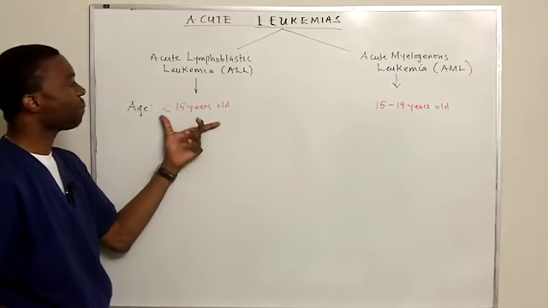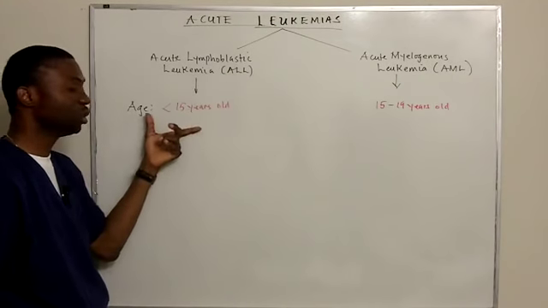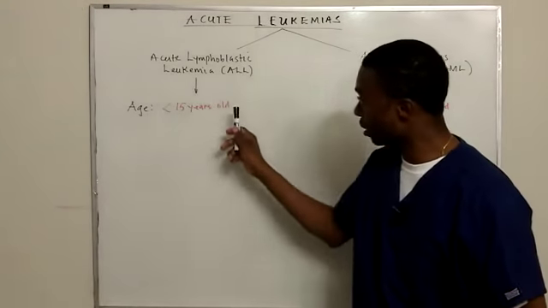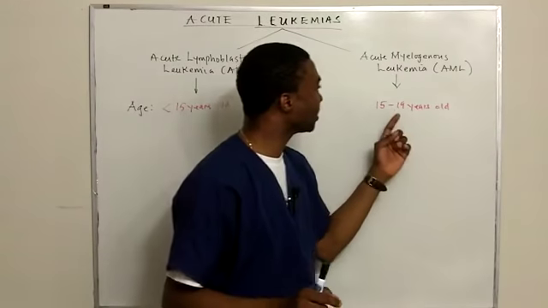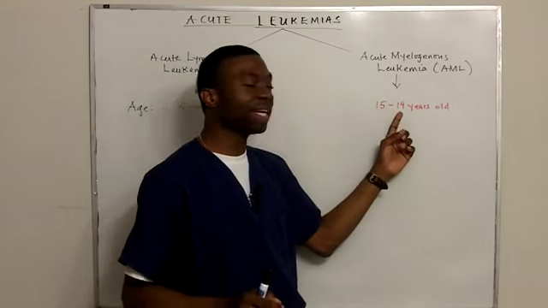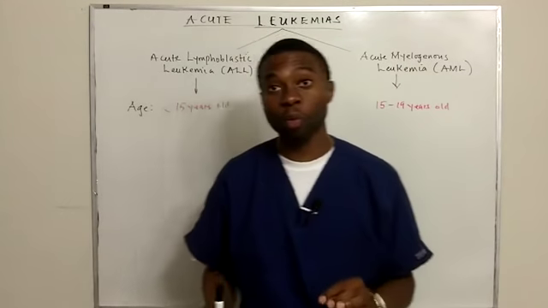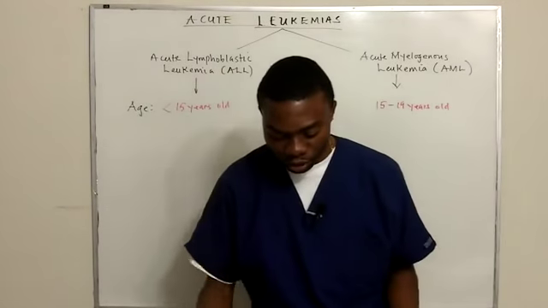What age are patients most likely to develop ALL? They're usually less than 15 years old. So that's what you want to remember. Less than 15 is ALL, and for AML, the age is between 15 and 19 years old. That is a very, very important number you have to commit to memory. Less than 15, ALL. So let's talk about ALL.